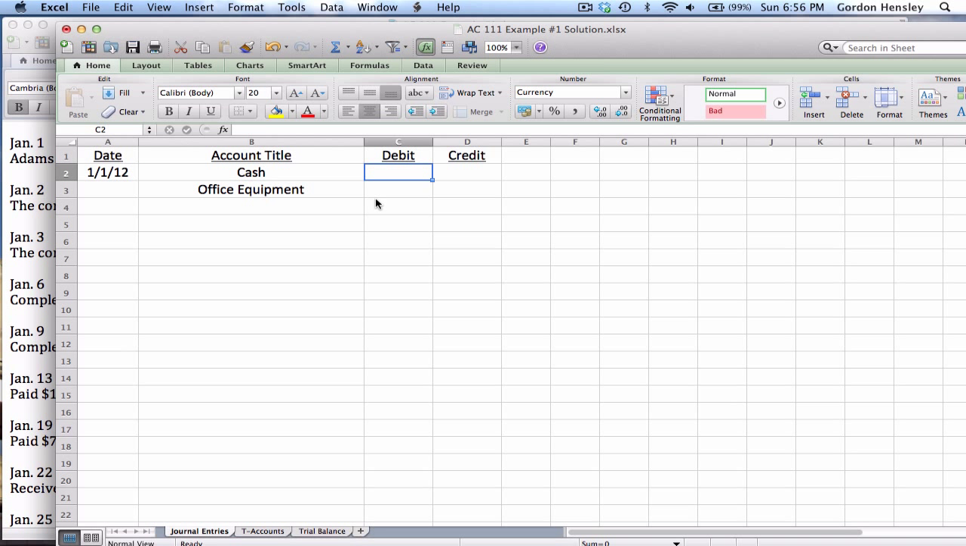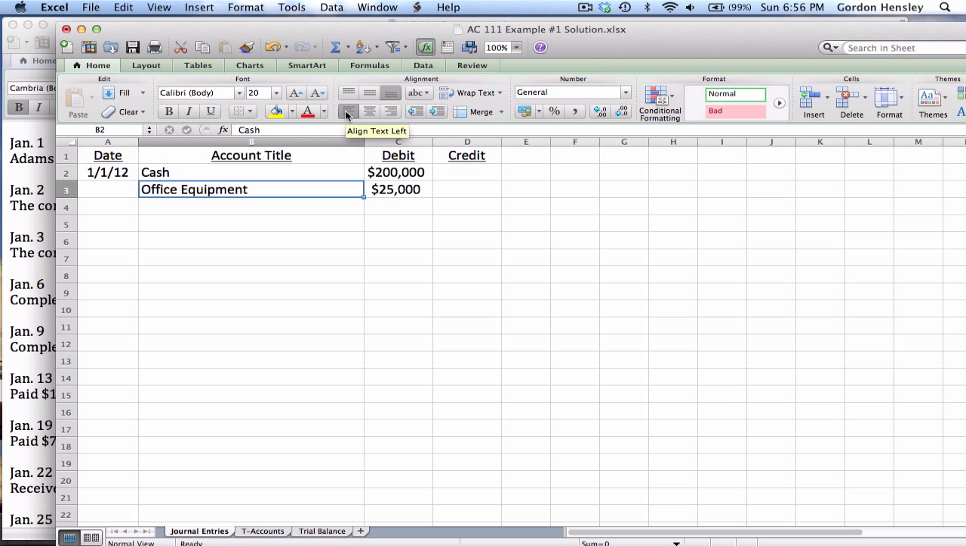So it said that the owner invested $200,000 cash and $25,000 in office equipment. That's what they invested in the business. So I'm going to put both of these in the debit column. And something else I'm going to do is I'm going to move these over to the far left-hand side. And that just more clearly shows that these are debits. Now, I've got two debits. I don't have anything as a credit.